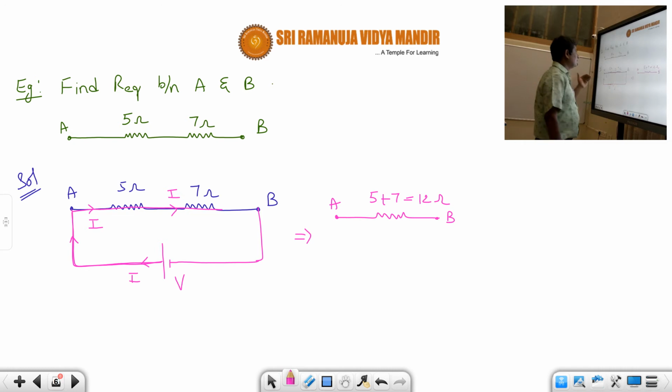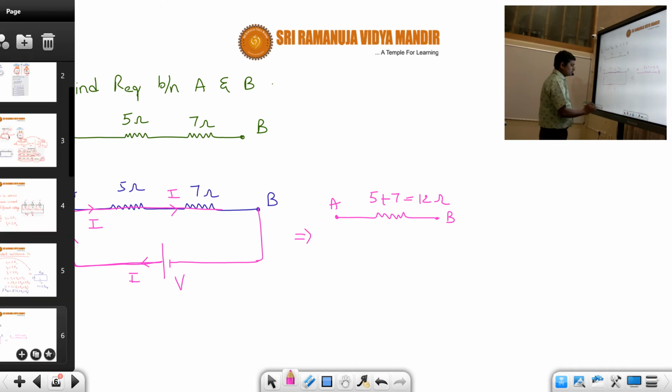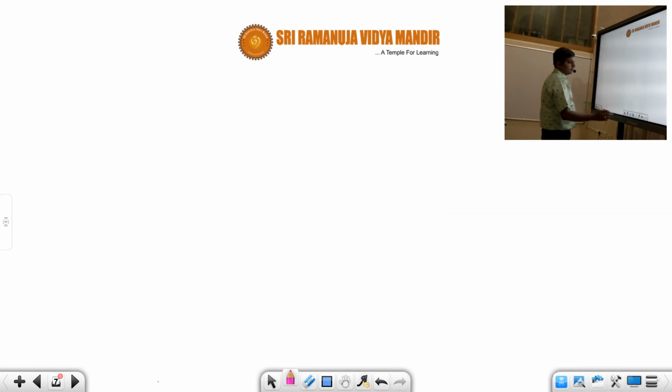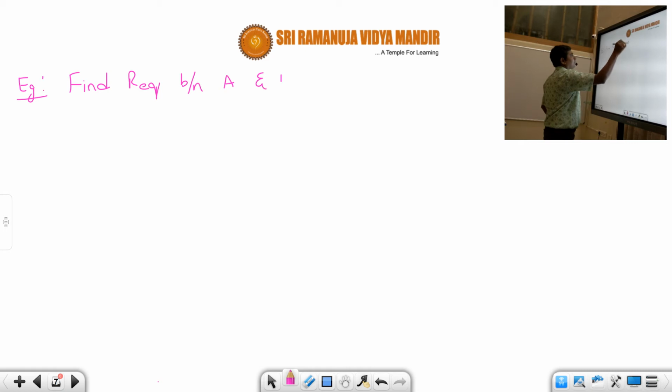If the current flow in both the resistors is the same, that means those two resistors are in series. Okay, students, sometimes they may not give it in a horizontal way. Most of the students will get confused with this way of giving. For example, let us say they will ask: find the equivalent resistance between A and B. Okay, and they may give it like this.